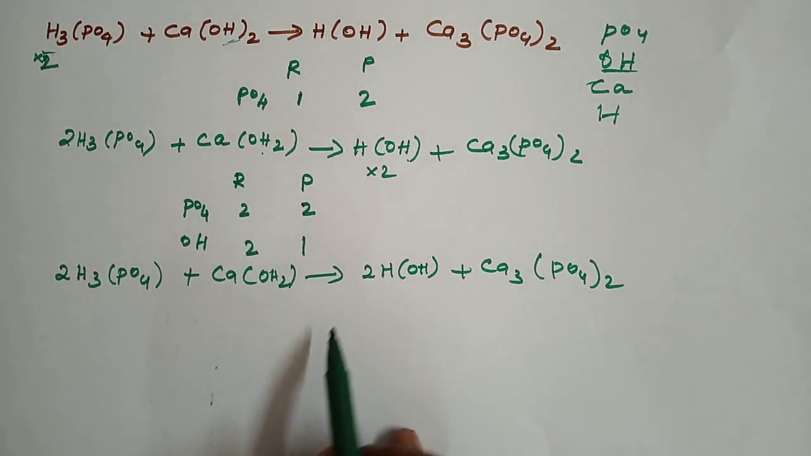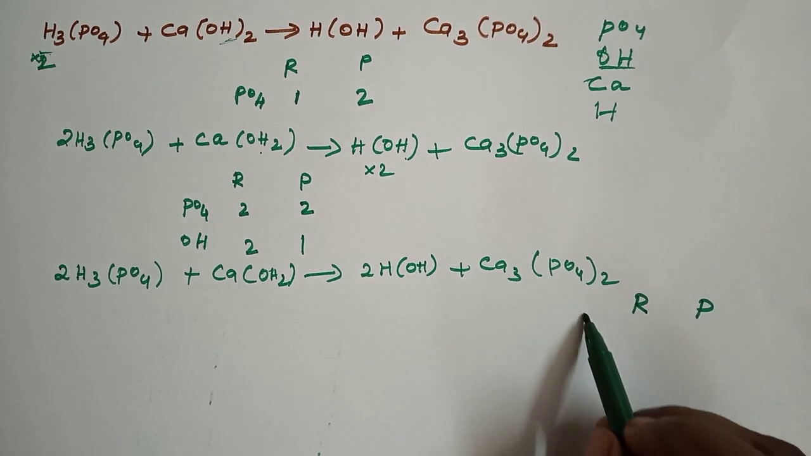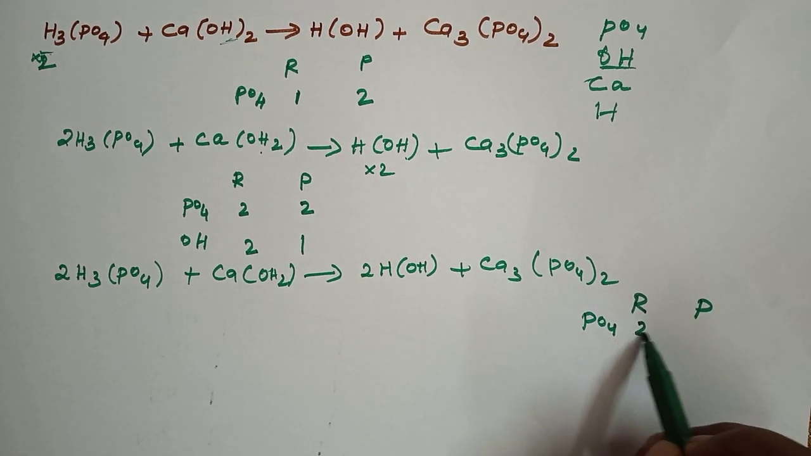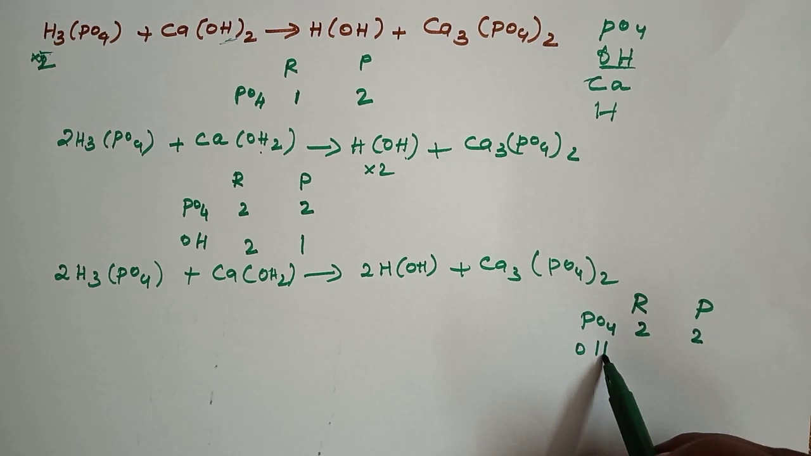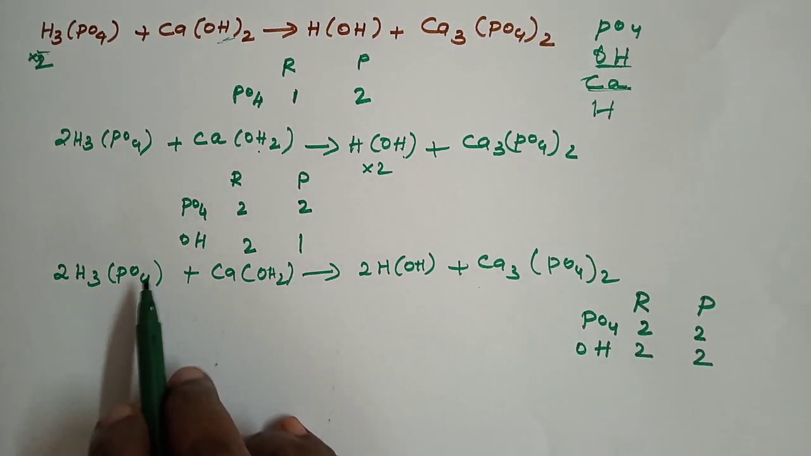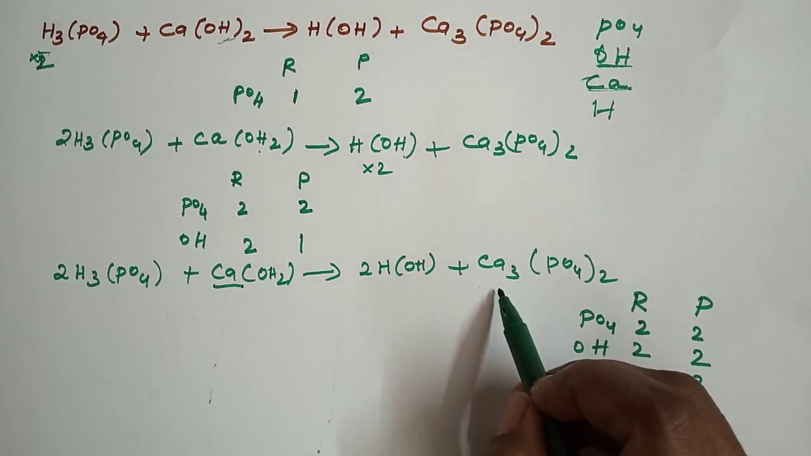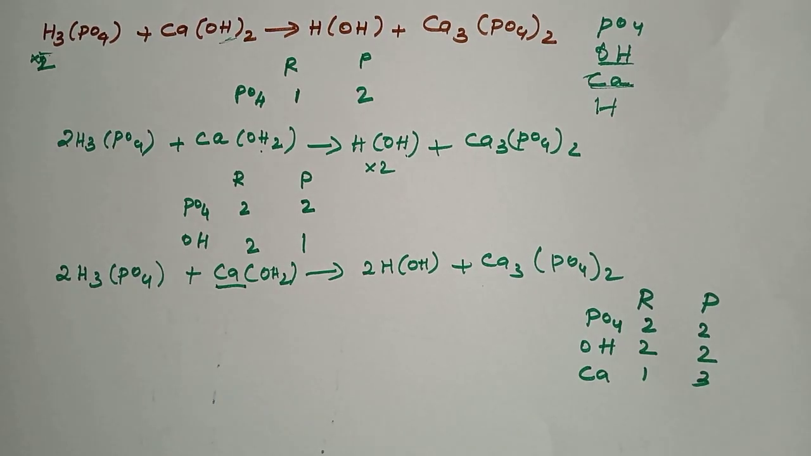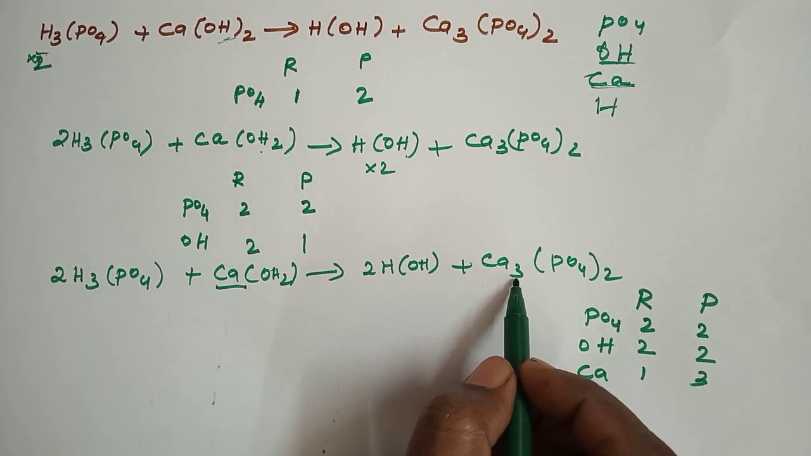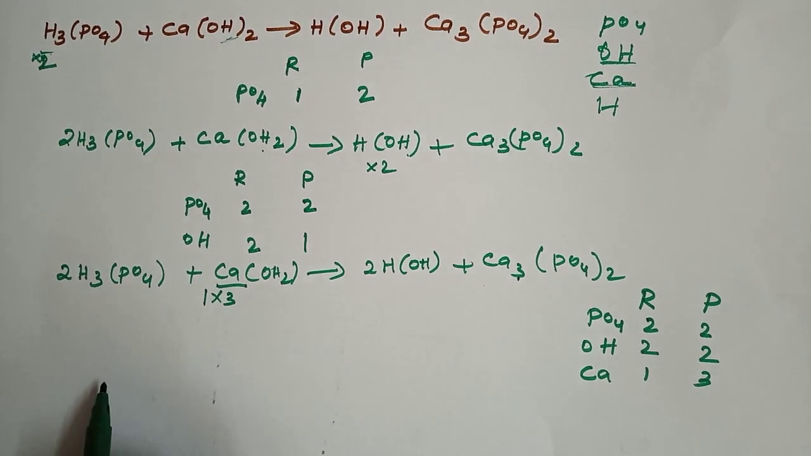Now again we have to check, reactant side, product side. PO4, how many PO4 do we have? 2, 2. OH, how many do we have? 2, 2. Next we have to see about calcium. Here calcium 1, this side 3 we have. See. So what can we do? We have to balance the equation. Yes or no? Yes. Here 3 is there, so with this we have to multiply. So 1 into 3, 3.